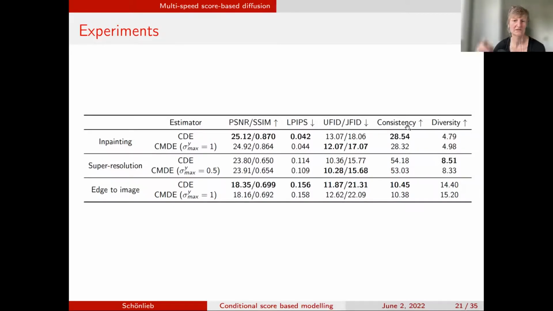Consistency, for instance, in the super resolution case, is when you look at your super resolved image, downsample it again, and compare it with the low resolution image. Things like that. And you see that there is no real winner here. They are all performing kind of equally well. I think the nice thing that we thought was just this conditional multi-speed idea seemed more natural somehow, more canonical in a way.